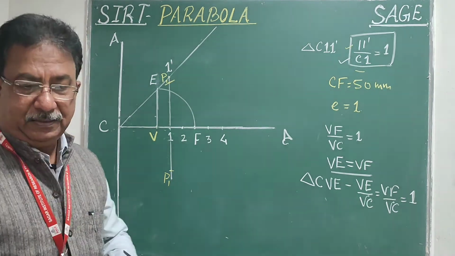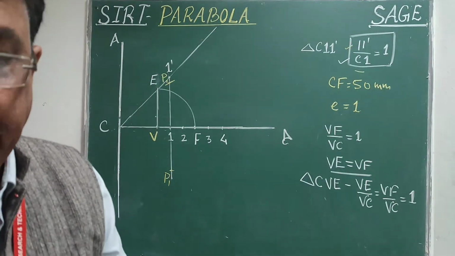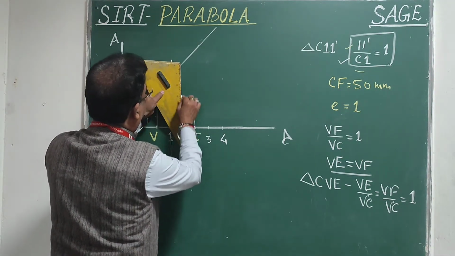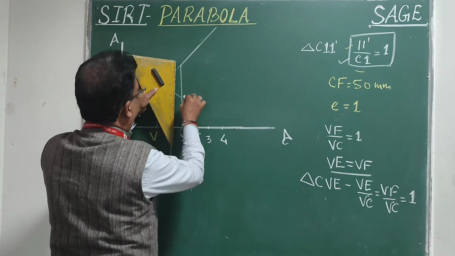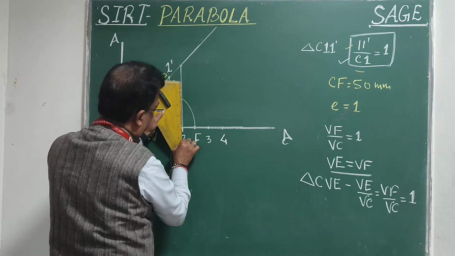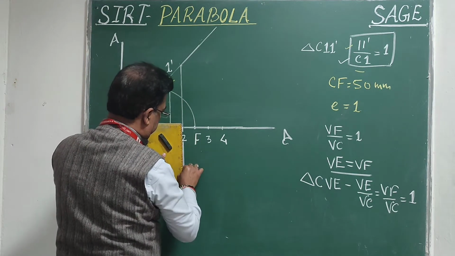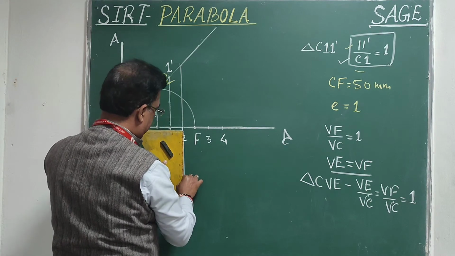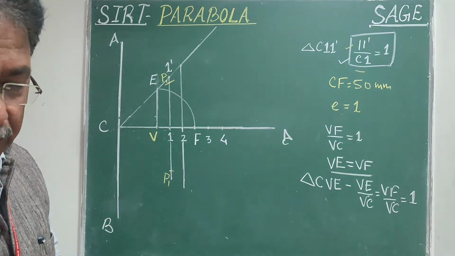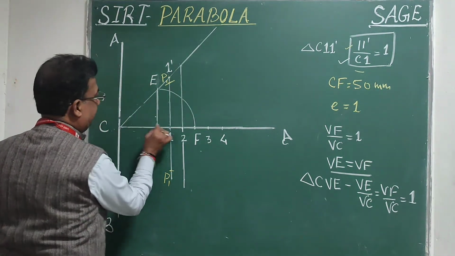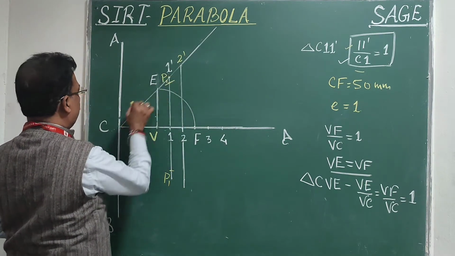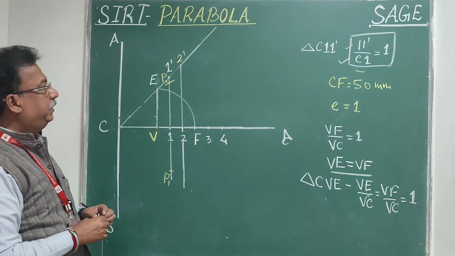Next time the same method I will apply, and on this point 2 I am going to draw a line perpendicular to the axis, and I will move it downside also. As you know that the parabola will be symmetrical on both sides of the axis. Now again we got another triangle. This time the triangle will be C2 2 dash. This point will be 2 dash. Now again 2 2 dash upon C2 will be 2 by 3.